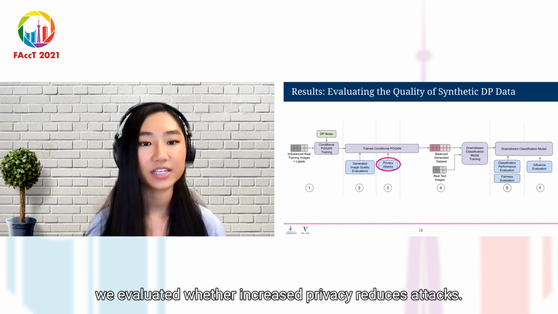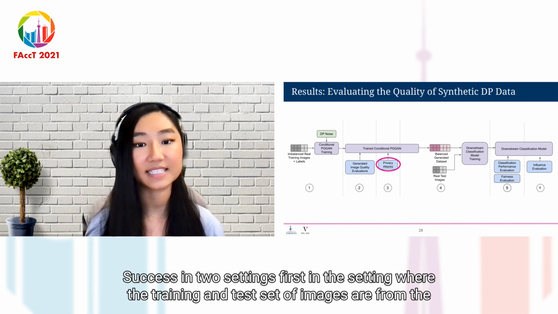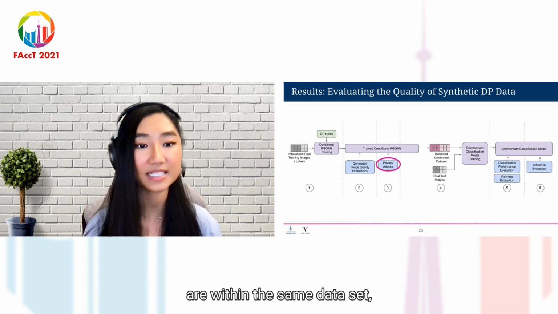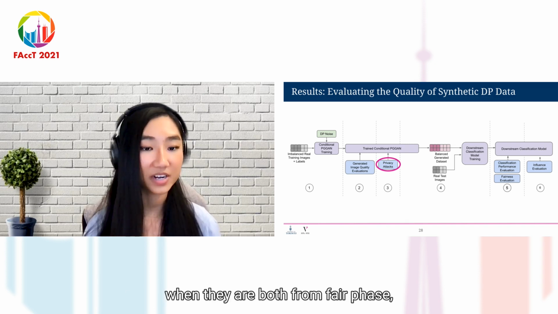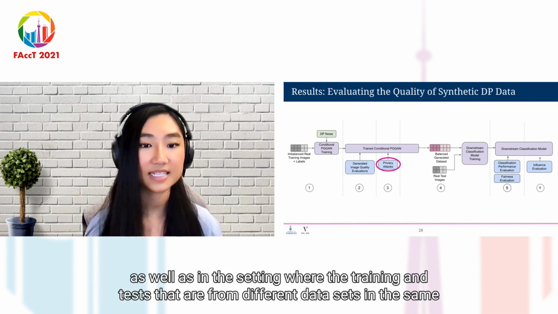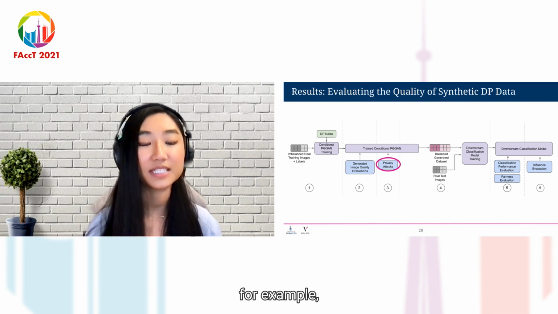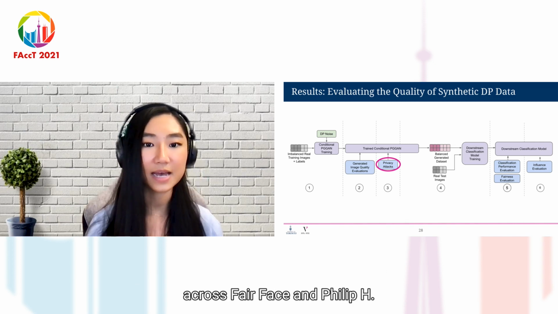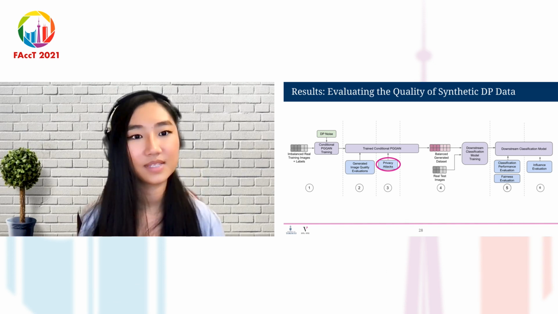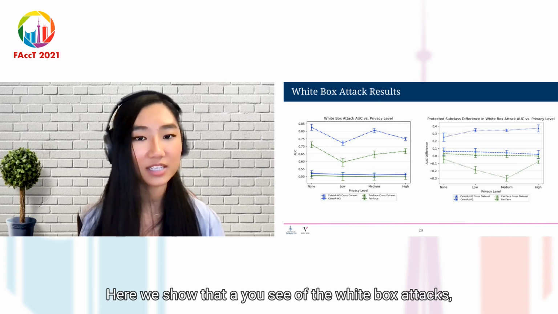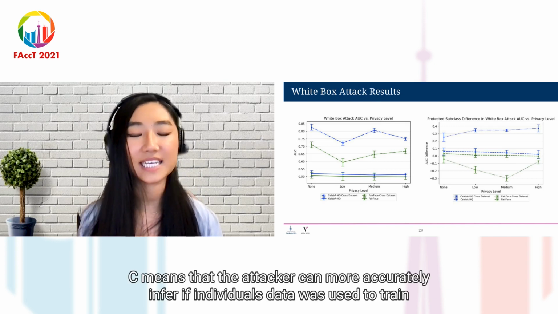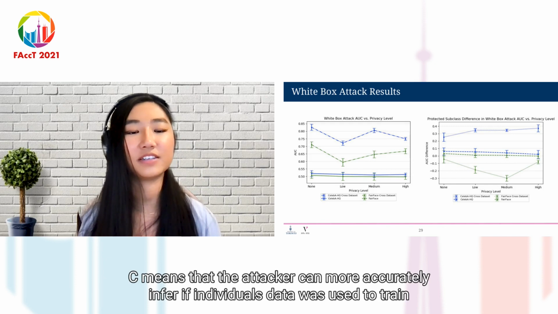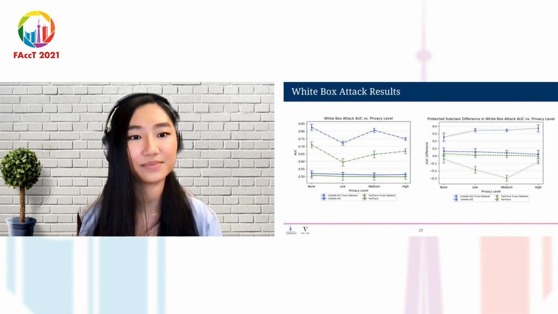We evaluated whether increased privacy reduces attack success in 2 settings. First, in the setting where the training and test set of images are from the same distribution or within the same dataset, for example, when they are both from FairFace, as well as in the setting where the training and test set are from different datasets in the same domain, for example, across FairFace and CelebA-HQ. Here we show the AUC of the white box attacks, where a higher AUC means that the attacker can more accurately infer if an individual's data was used to train the GAN.